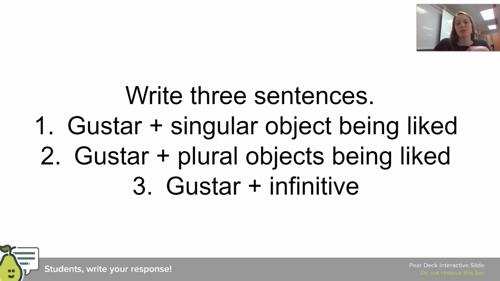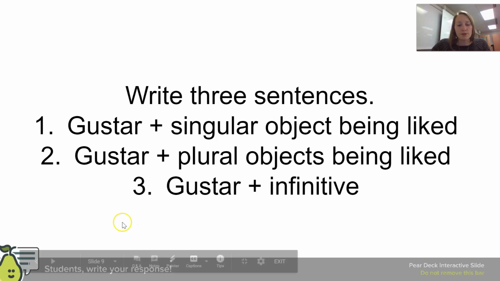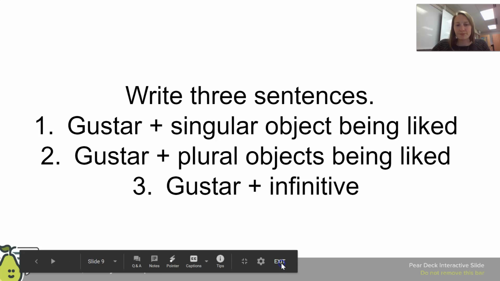And number 3, gustar plus an infinitive. That is going to be singular gusta, right? Me gusta comer fruta. Me gusta comer las frutas. Me gusta beber muchas bebidas. So hopefully this was a good review.